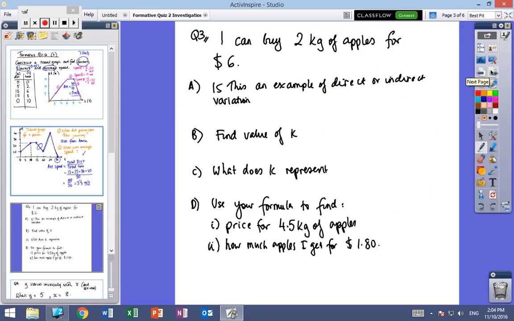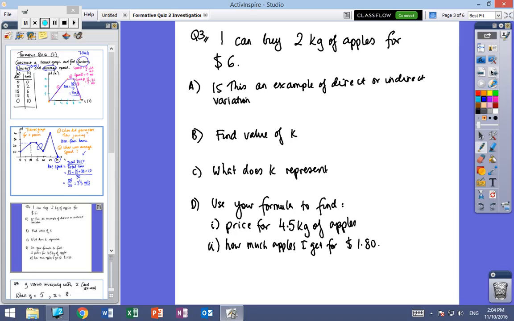Okay, so we're going to look at some direct and indirect variations. So if I can buy 2 kilos of apples for $6, is this direct or indirect? And then if you can't get the first part right, you're going to be stuck on the rest, but hopefully you get the first one. Then we're going to find the value of K, what does K represent, and then use your formula. So when you're ready, come back live.